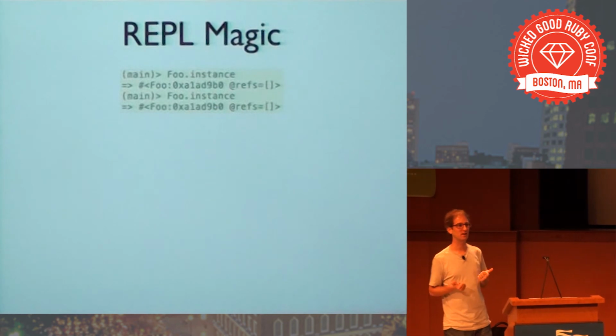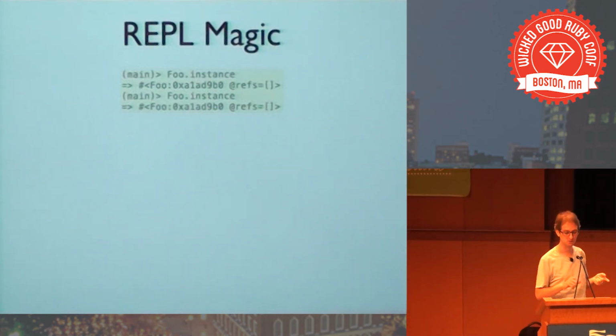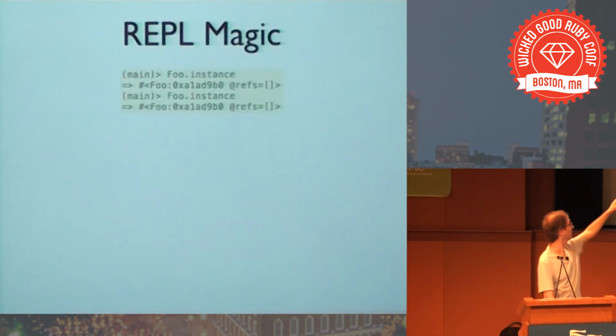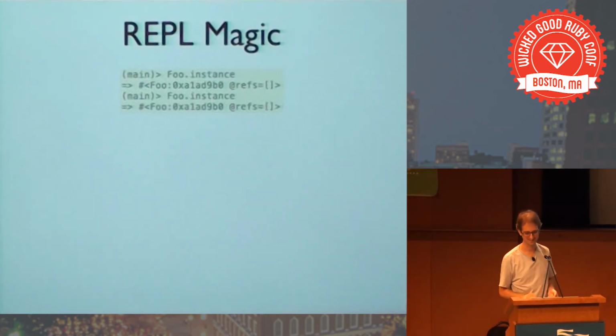Let's make sure that this is actually a singleton. So if I call instance on the foo class twice, you'll notice both times it's the same object ID, right? That's a singleton. Cool. So first time, second time, same object.